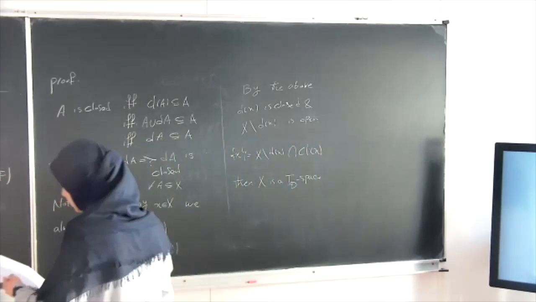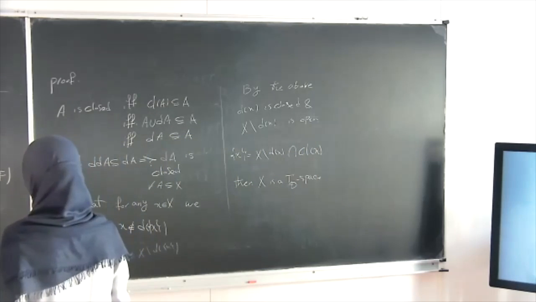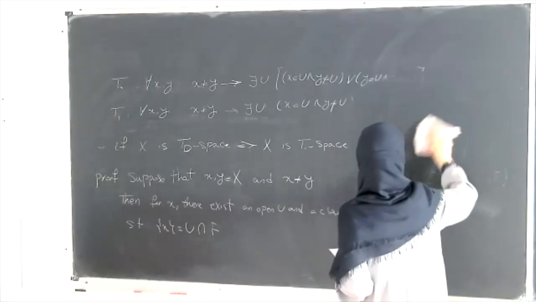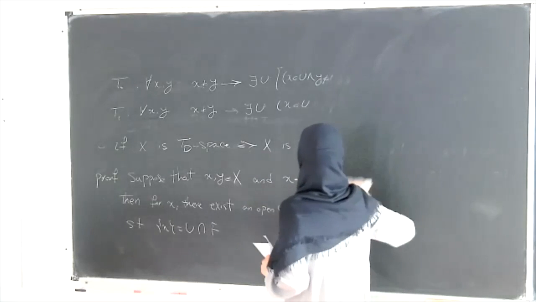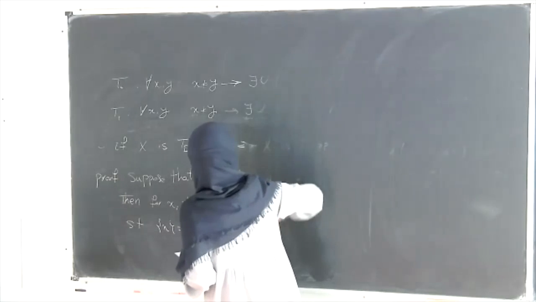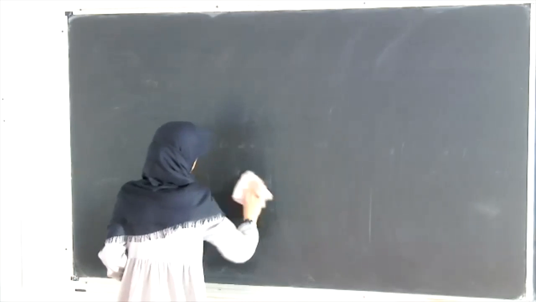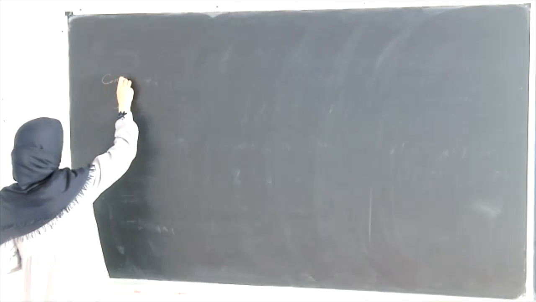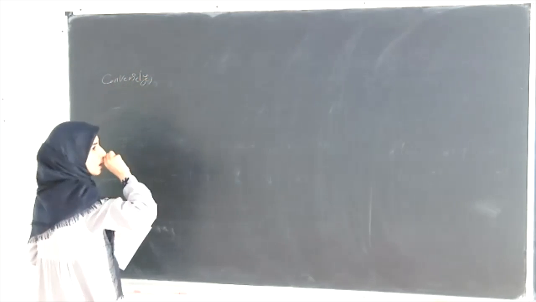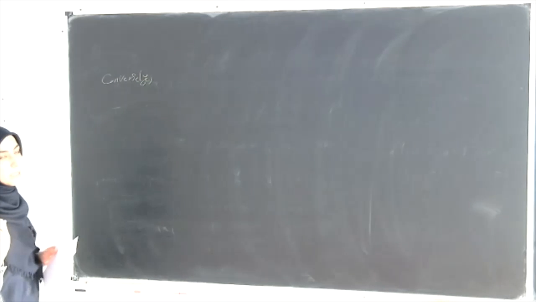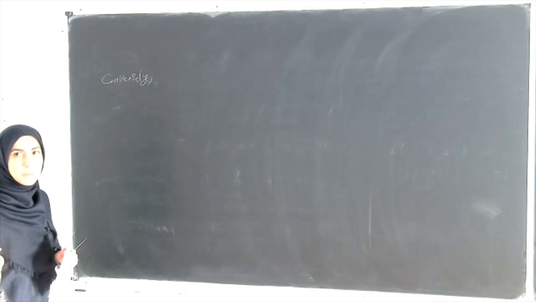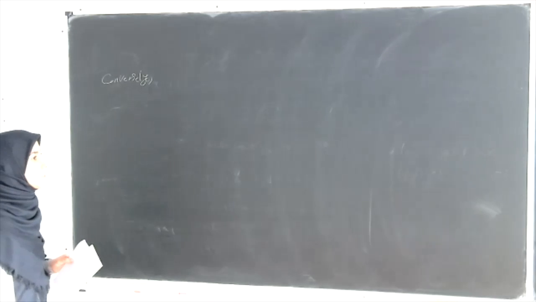Now for the converse direction, I want to assume that X is a TD space, and I want to show that for any subset A, D of D of A is a subset of D of A.